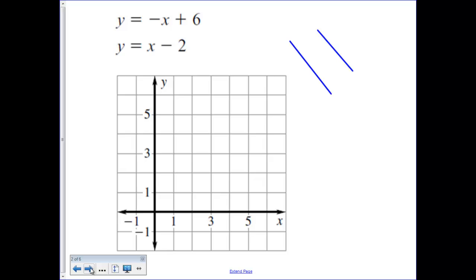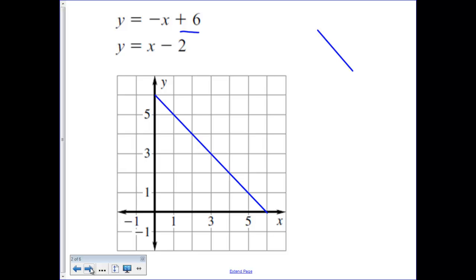First thing we need to do is graph our two equations. They're both in slope-intercept form, so it makes the graphing of them pretty easy. So I'm going to graph the first one here, which has a y-intercept of 6. So I'm going to put my dot at 6. And it has a -1 slope, so that means down 1 over 1 to the right. So I'm going to go down 6 and over 6, which is still -1.